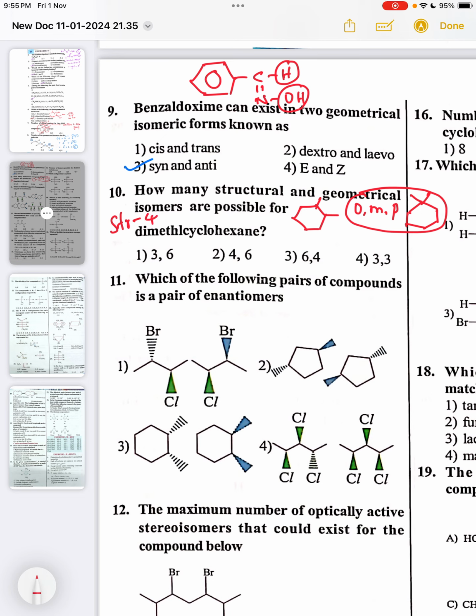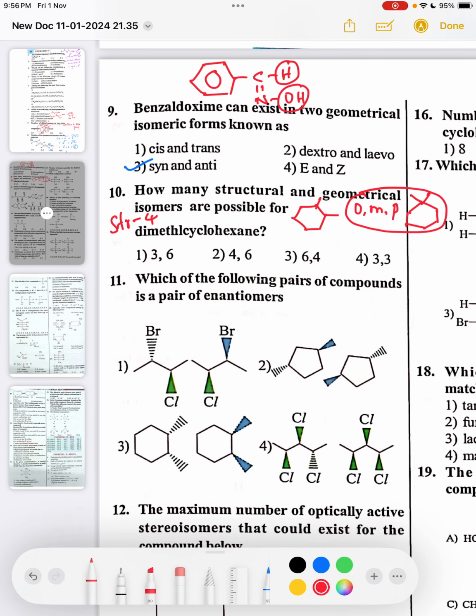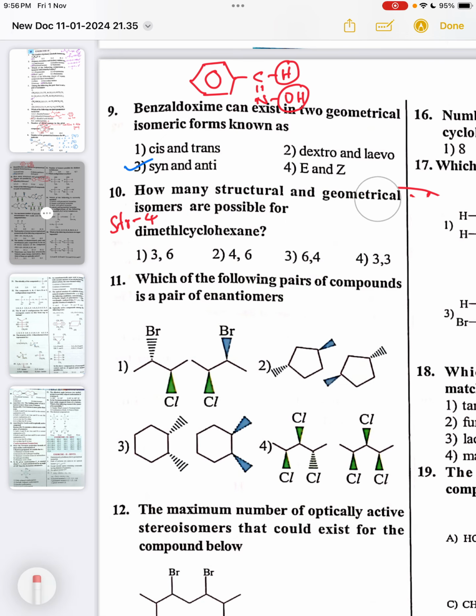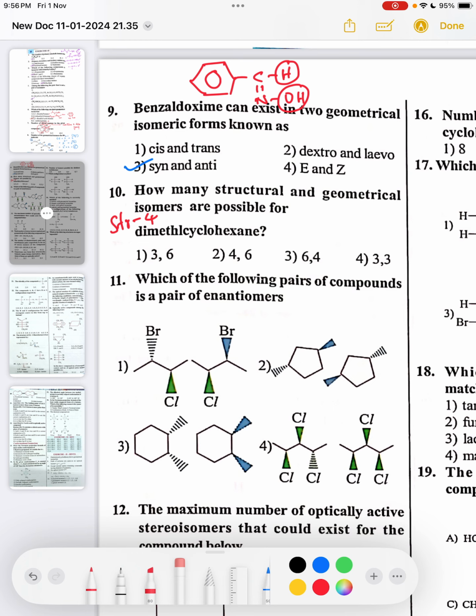Next, geometrical isomers also is asking. How many geometrical isomers are possible here? So totally 3 isomers are possible, that is 3 cis, 3 trans. How is 3 cis, 3 trans possible? So let us see how it is possible.